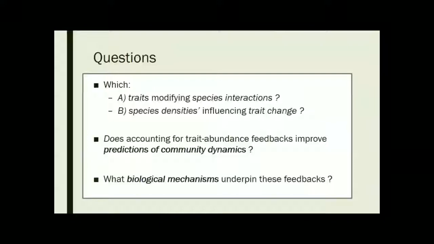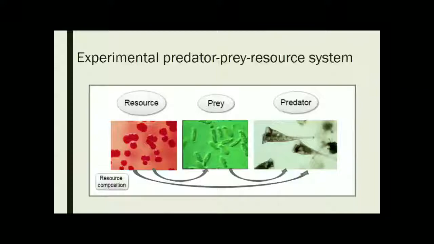So what do we actually do? Well, we set up an experimental system to generate this data. It's a predator-prey resource system where we have a bacterial resource, a prey of protists which feed on the bacteria, and a larger predatory protist which feeds both on the prey and the resource. This generates intra-guild predation. We also note that there's an element of the resource composition which is changing over time, which we have to incorporate into our models.